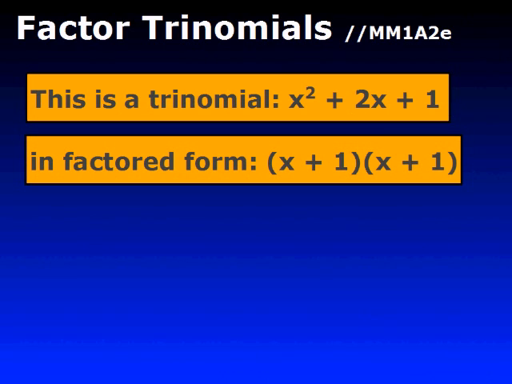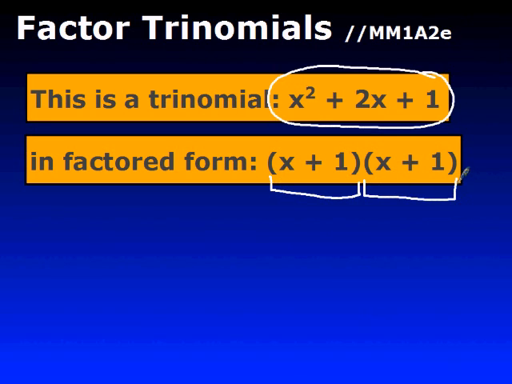To refresh your memory, this is a trinomial, x squared plus 2x plus 1. Trinomial, there are 3 terms in that expression. When factored, the factors become the quantity x plus 1 times the quantity x plus 1. Let's confirm for ourselves that these are indeed the factors. Definition of factor: these 2 terms multiply together to equal the original expression.